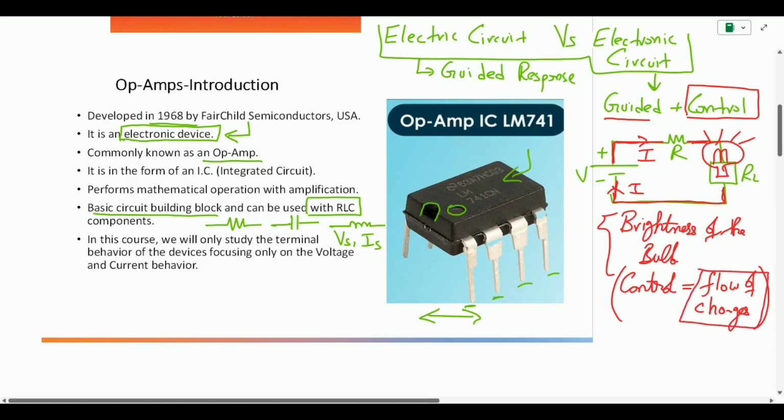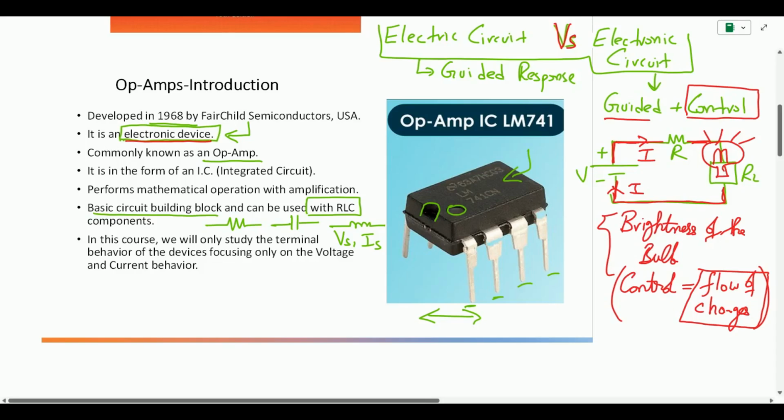So this is the important difference between an electrical circuit and an electronic circuit. That's why we say that an op amp is an electronic device, because inside, the elements or the flow of charges are controlled, and as such the device itself as a whole is used to perform different operations. So now this is the difference. Hope it is clear. Now let us come back to the characteristics of the op amp.